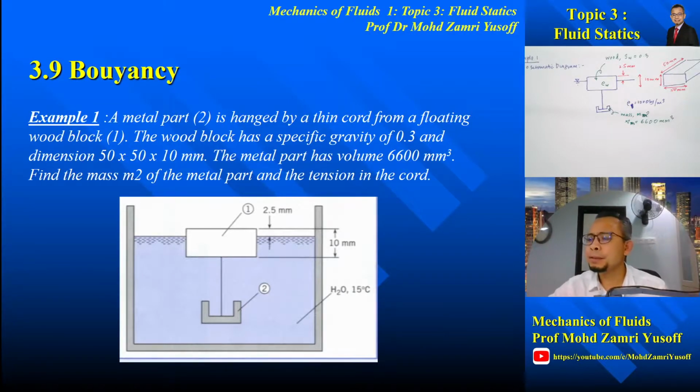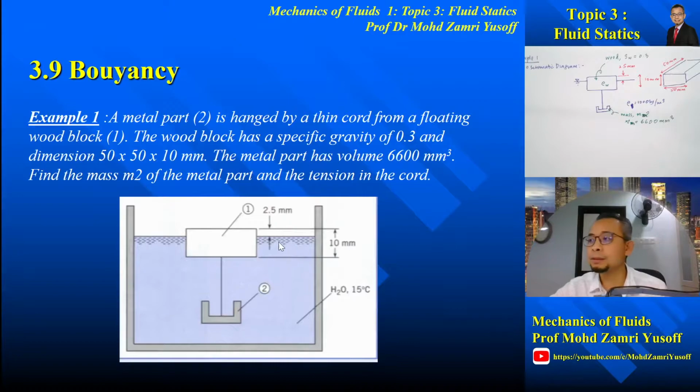Let's consider the first example for buoyancy. In this question, we are given a metal part 2 in this diagram, hung by a thin cord from a floating wood. This is the floating wood marked as 1. The wood block has a specific gravity S of 0.3, meaning that the density of the wood will be 0.3 multiplied by the density of water.